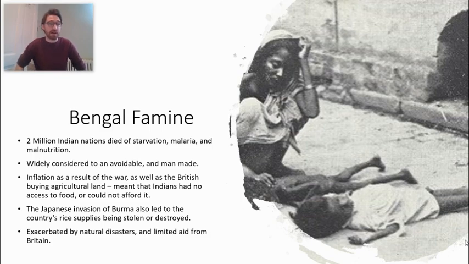And the tragedy about the Bengal famine is that it is widely considered that it was man made and completely avoidable. As a result of the war, inflation increased dramatically, meaning that Indians could no longer afford food, and the British took control of agricultural supplies as well, meaning that Indians who could afford the food no longer had access to it. These issues were also exacerbated by Japan's invasion of Burma, where they took control of huge stores of rice, and also there were a series of natural disasters that took place, especially in the south.